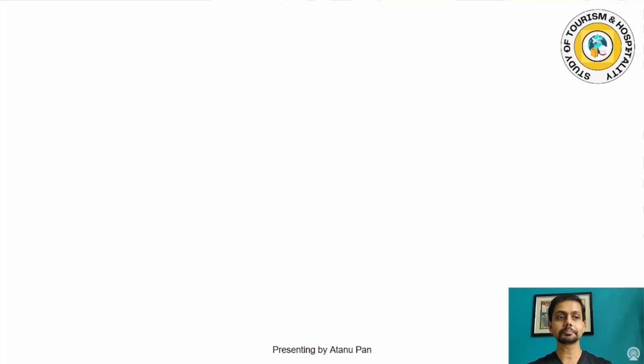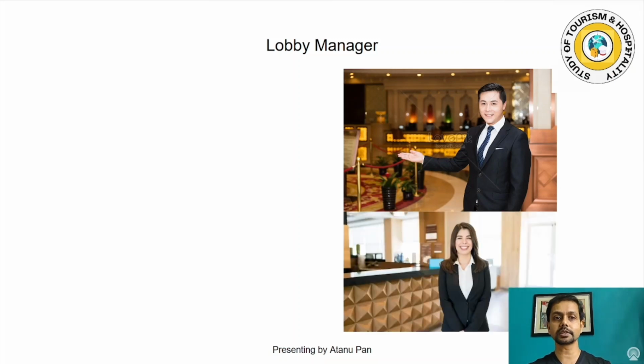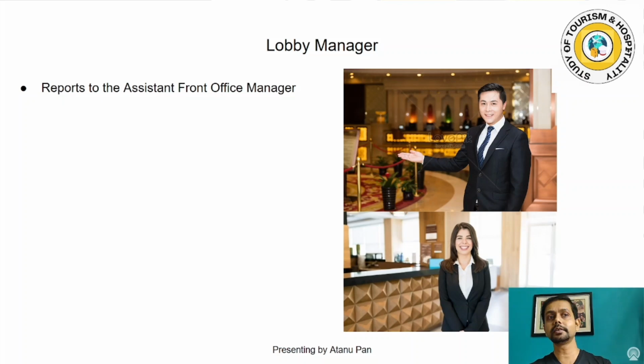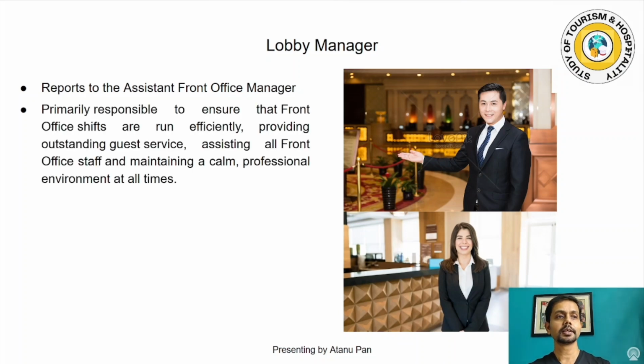All right, next comes the lobby manager, who reports to the assistant front office manager. So we have a lobby, and there is a manager for the lobby, that's called a lobby manager. Very easy. The principal responsibility is to ensure the front office staff run efficiently. It means the front office staff who are working at present are working efficiently.